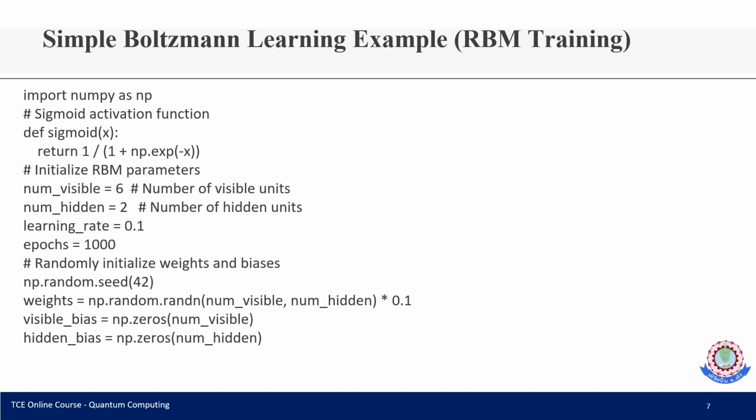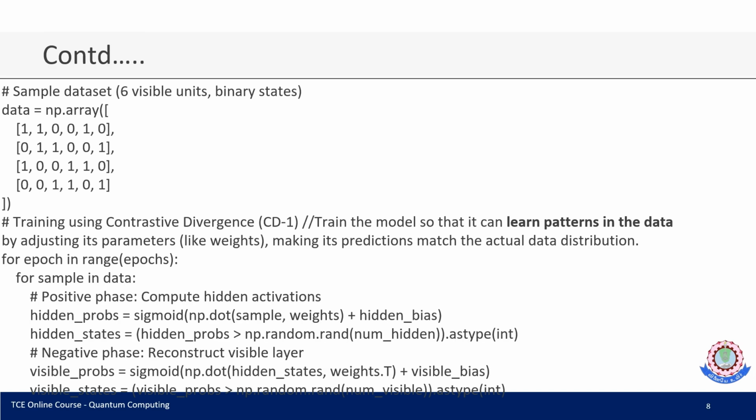Now a simple Boltzmann learning example. Here we adopt the NumPy package and the sigmoid activation function and initialize the RBM parameters: the number of visible nodes, the number of hidden nodes, the learning rate and epochs. Randomly initialize the weights and bias values also. Based on that we can move to the sample dataset.